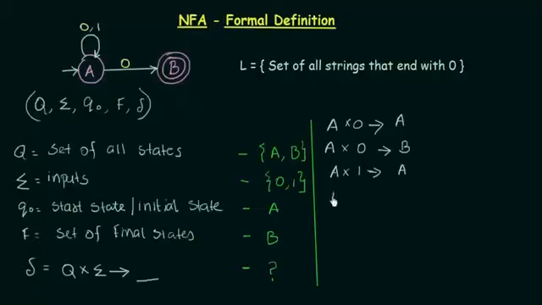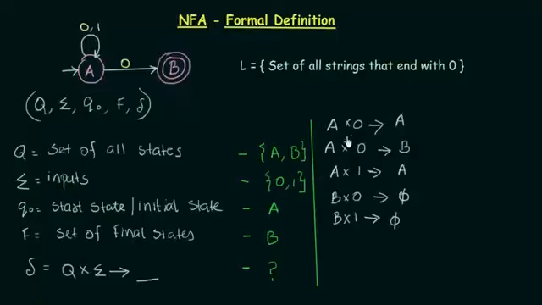And what about state B? State B on getting input 0, where does it go? It does not go anywhere, so we represent it with phi. Alright? And what about state B on getting input 1, where does it go? It again goes nowhere, so it is again represented by phi.